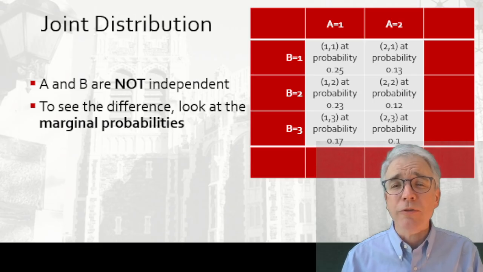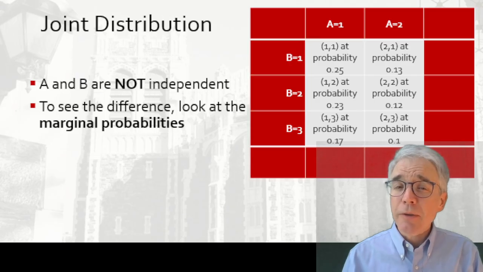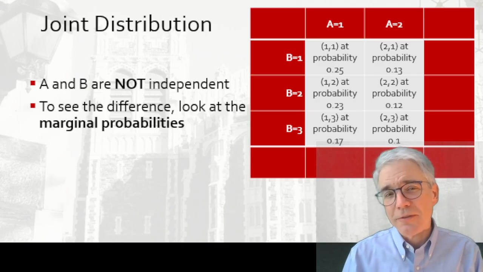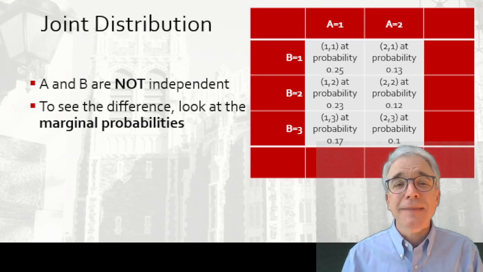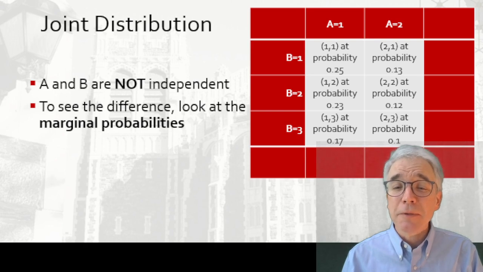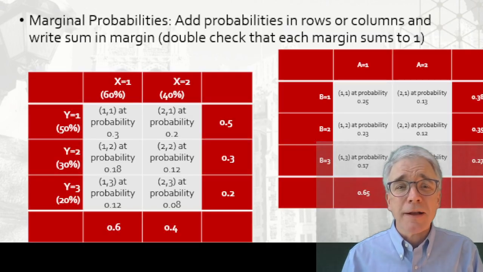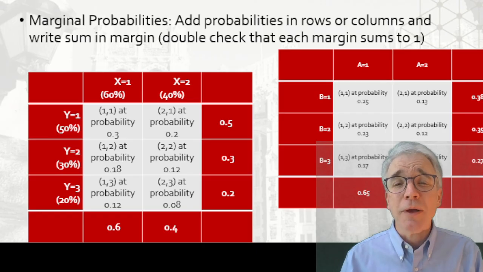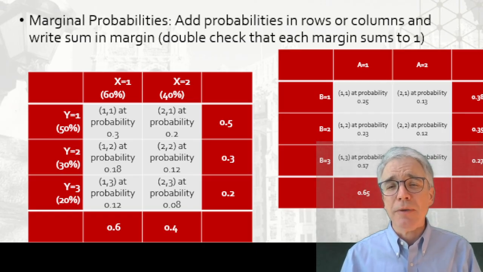Well, one way is to look at the marginal probabilities. The marginal probabilities are calculated by writing in the margins. That's why they're called that. Add the probabilities in the rows or the columns. Write this sum in the margin. That's the marginal probability. That's where you write them. That's what they're called. On the left-hand side, I have the XY example. On the right-hand side, I have the AB example.